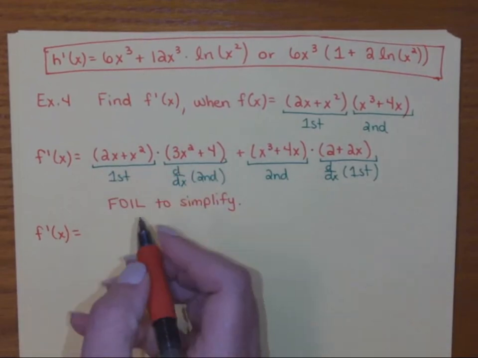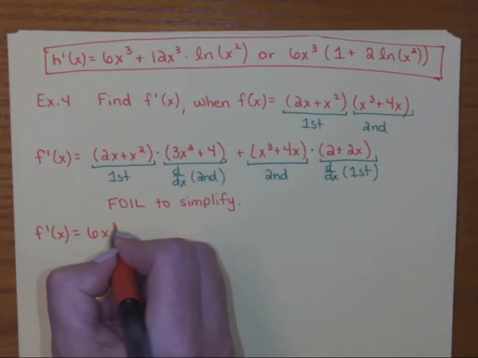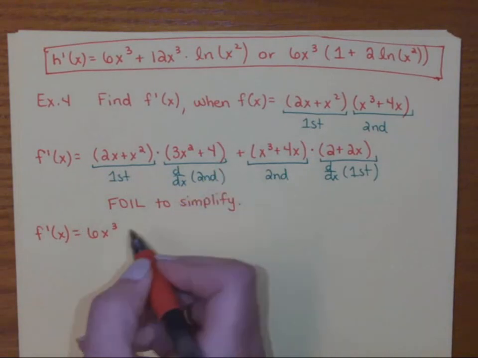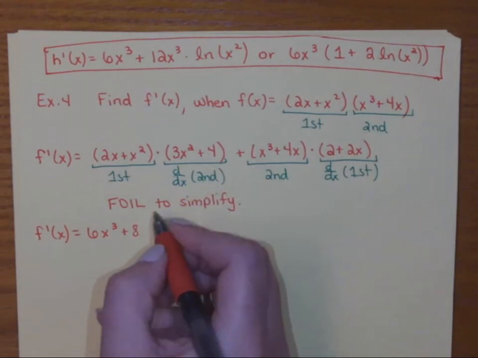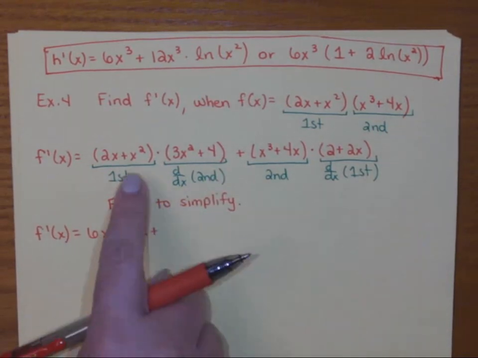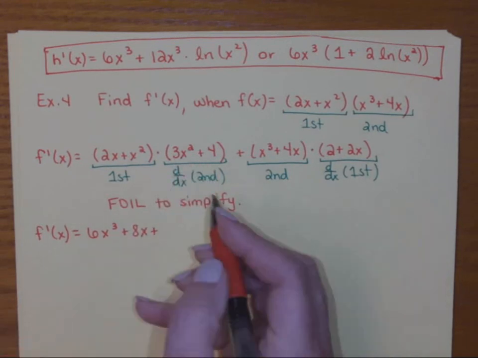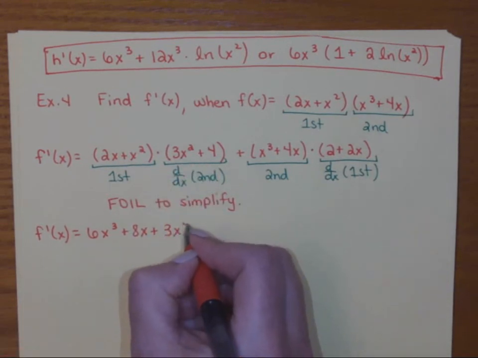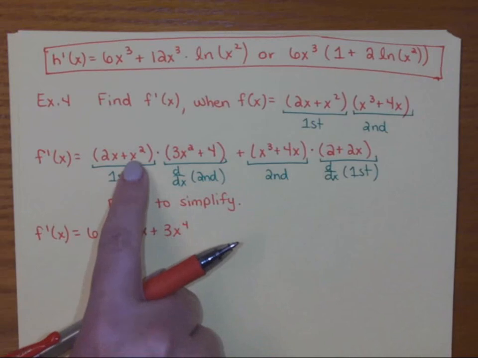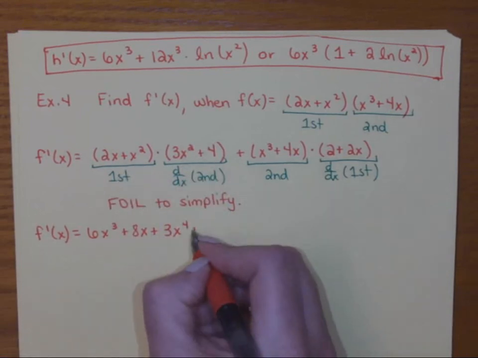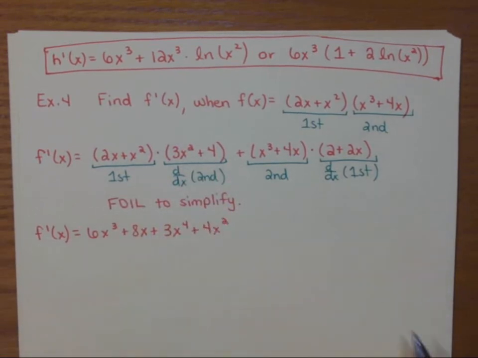2x times 3x squared is 6x cubed. 2x times 4 is 8x. X squared times 3x squared would be 3x to the fourth. And then last, x squared times 4 would be 4x squared.